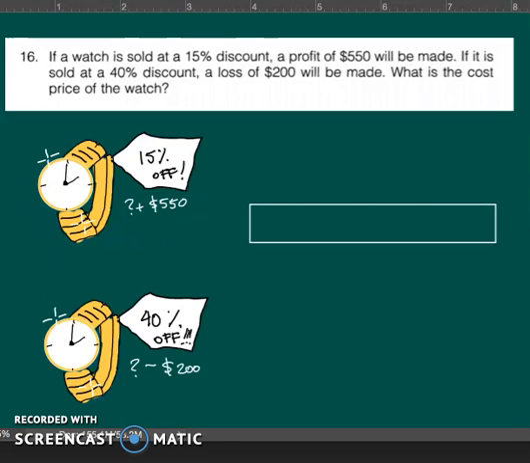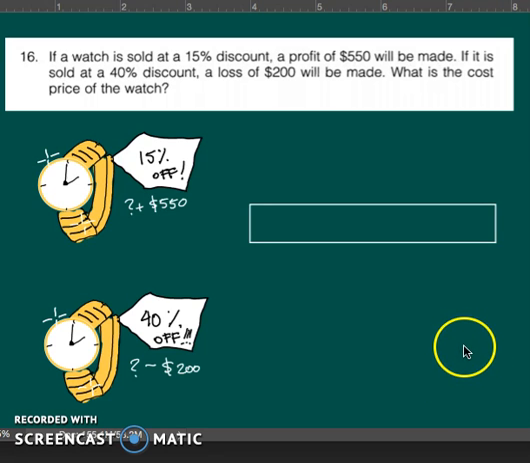So first of all, let's make sure that we understand what the cost price means. Cost price is how much the store paid for the watch before they decide to sell it. So if they want to make a profit, they have to charge more than the cost price. If they sell the watch for less than the cost price, then they're losing money.